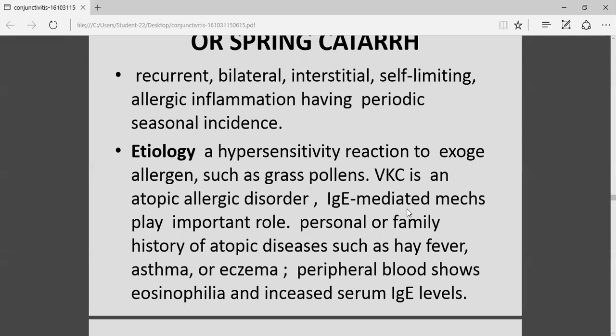Okay? This is basically a hypersensitivity reaction to any type of allergen, and it causes atopic allergic conjunctivitis. Immunoglobulin E basically plays a role, and there is a history of atopic disease in these cases, and the patient will give you some history of systemic allergy. And when you check the blood film of these patients, you will find increased levels of eosinophils and increased levels of serum immunoglobulin E.